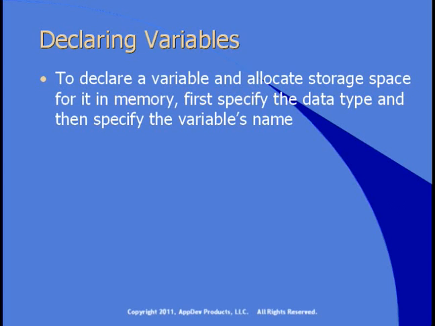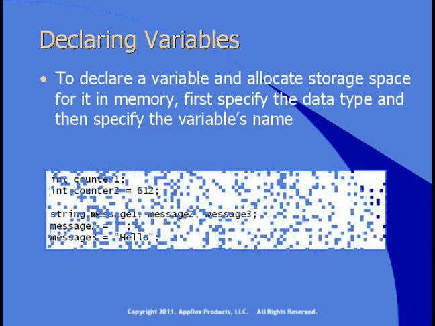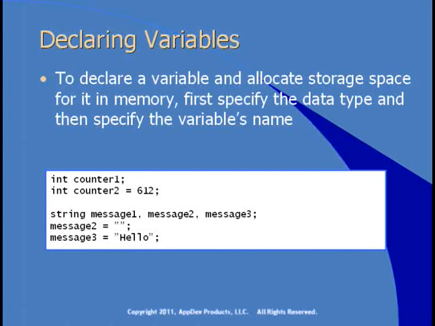To declare a variable and have the runtime allocate space for it in memory, you first specify the data type you want to use, and then the variable name. So for example, in the first line of code, we're declaring a variable called counter1 and specifying that it should be an integer. In the second line, we declare counter2 also as an integer and assign it a value of 612. In the third line of code, we're declaring three variables, message1, message2, and message3. Message2 then is assigned a value of an empty string, and message3 is assigned a value of hello.